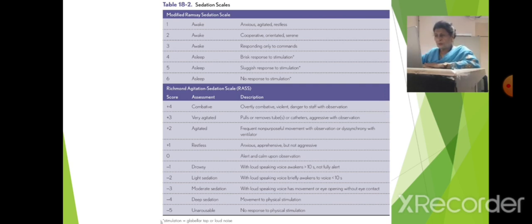-1, drowsy, with a loud speaking voice awakens for less than 10 seconds, not fully alert. -2, light sedation, briefly awakens to the voice for less than 10 seconds and there may be eye contact. -3, moderate sedation, with loud speaking voice has movement of the eyes without any eye contact. -4, deep sedation, moves to physical stimulus when touched on the shoulder or rubbed, but there is no eye opening and no eye contact. -5, unarousable, no response to physical stimulus at all.